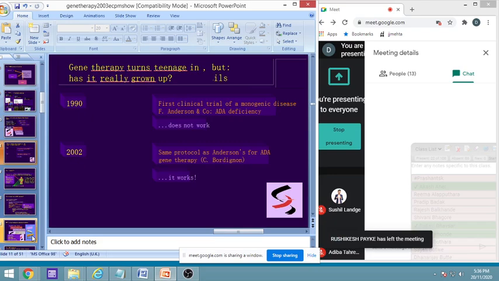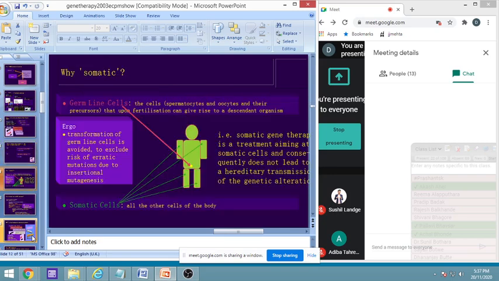Now gene therapy started almost in 1990. Now almost 20 years have passed, but still we have not found it very effective. Although in 2002 it was found that some of the protocols were working, there are still not many gene therapies available which can be made into therapeutics.